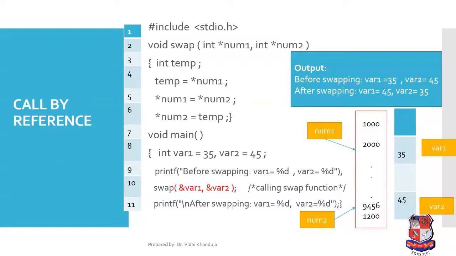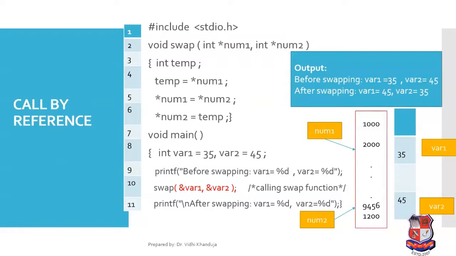Then the function is being called here. Now the difference you can see here is instead of var1, I am passing the address of var1. Ampersand stands for address of. So whatever address in the memory var1 is at, that is being passed. 2000 is being passed here to the swap function. And similarly for var2, I can see here 9456. So this value is being passed here. This is the call by reference. The reference of the variable is passed.